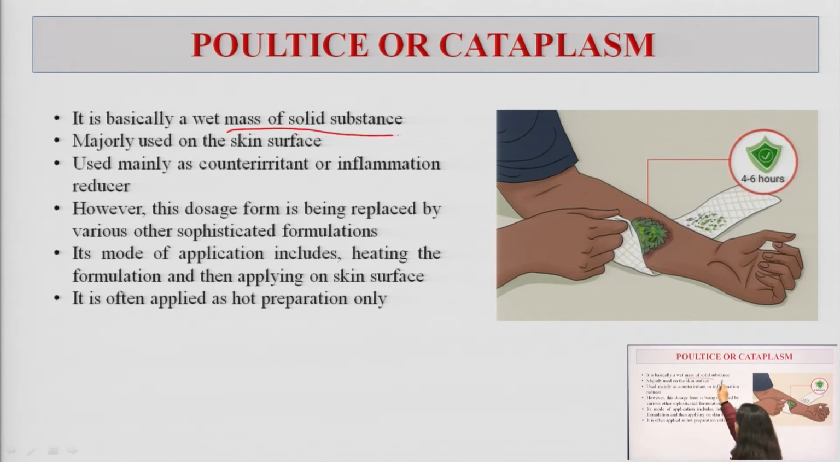It is basically a wet mass of solid substances. So, solid substances means what? Anything that you want to apply onto a particular surface. It is majorly of wet consistency, majorly used on the skin surface. It is applied onto the skin surface, and it is used majorly as a counter irritant or inflammation reducer. When we want to reduce the inflammation on a particular tissue, or when we want to use it as a counter irritant, we choose poultices or we go for cataplasm.